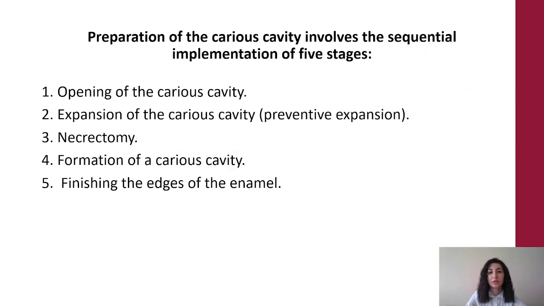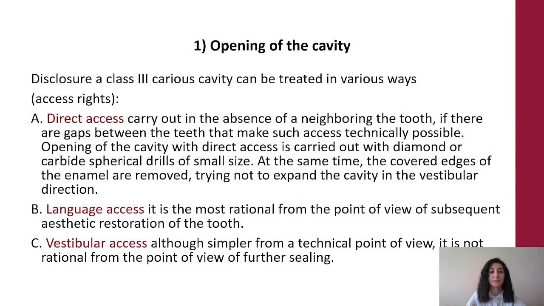Preparation of the carious cavity involves the sequential implementation of 5 stages. 1. Opening of the carious cavity. 2. Expansion of the cavity, preventive expansion. 3. Necrectomy. 4. Formation of the carious cavity. And 5. Finishing the edges of the enamel.